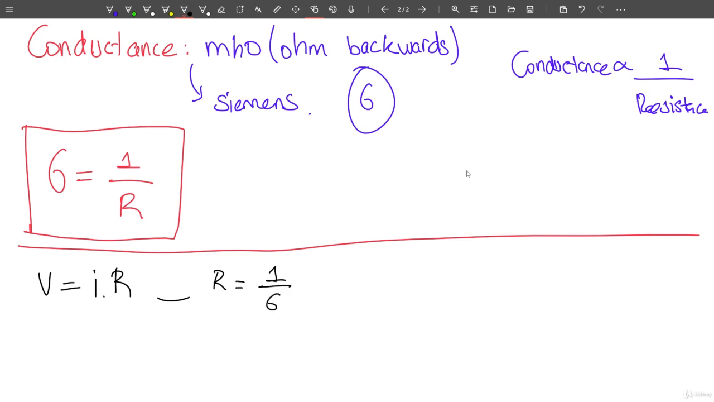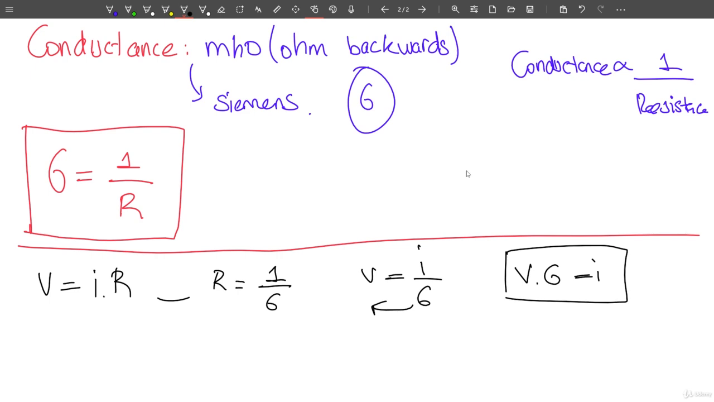If we replace our R, or our resistance, with 1 over G, we will have V is equal to I over G. So if we just take this G to the other side of the equation, we will have V times G is equal to I. And now we have another formula for Ohm's law if we are going to use it with conductance.